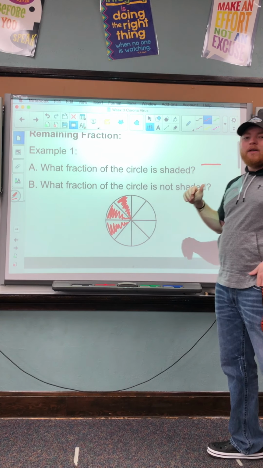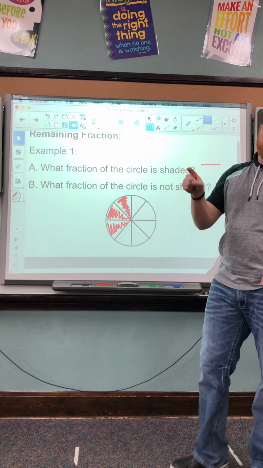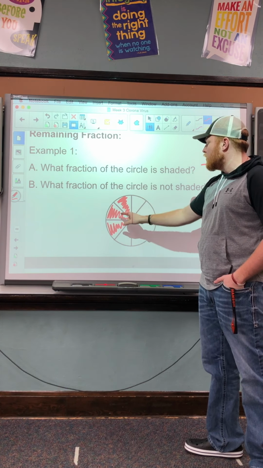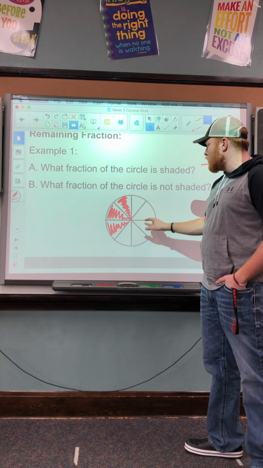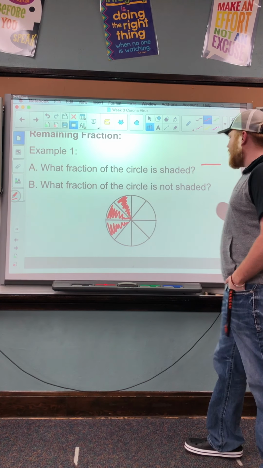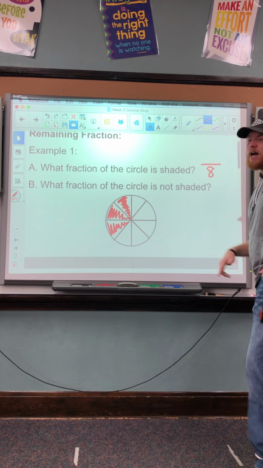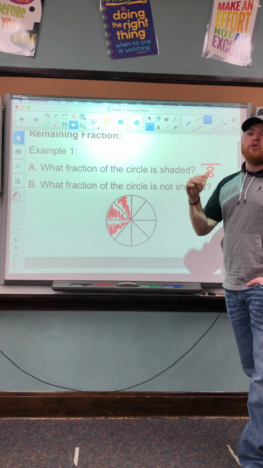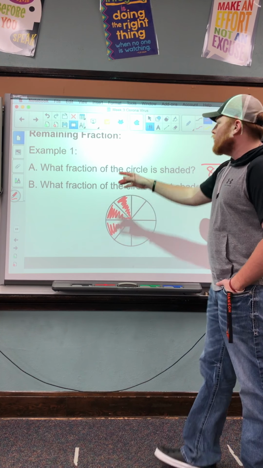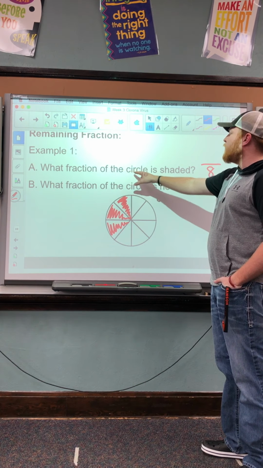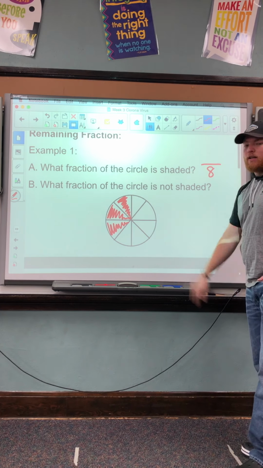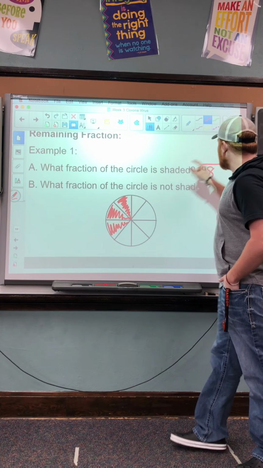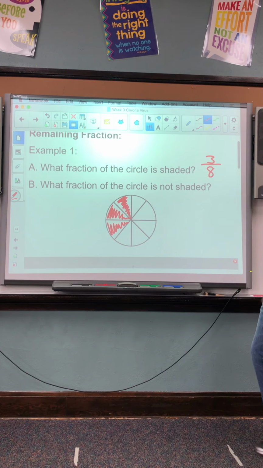To find the denominator, that's how many total parts there are in the circle. So let's find out how many total parts there are in the circle. 1, 2, 3, 4, 5, 6, 7, 8. There's 8 total parts. So that's your denominator, that's your bottom number. And then the top number, the numerator, is what it's asking for. In this question, it's asking what fraction of the circle is shaded. So how many parts are shaded? 1, 2, 3. So then our answer would be 3/8.